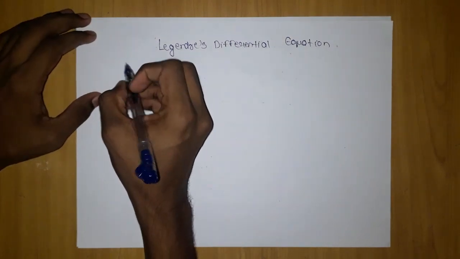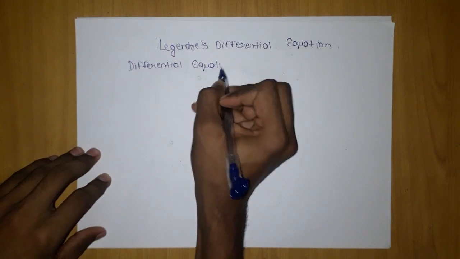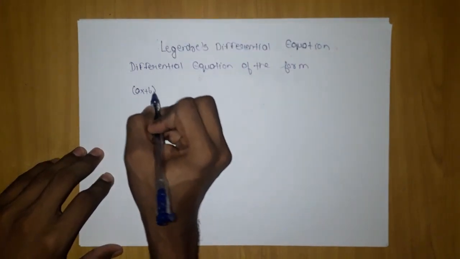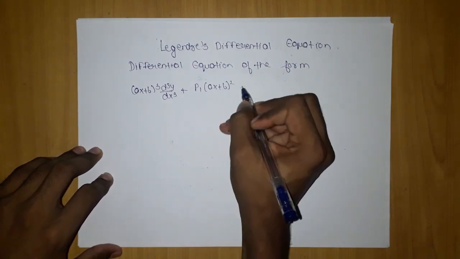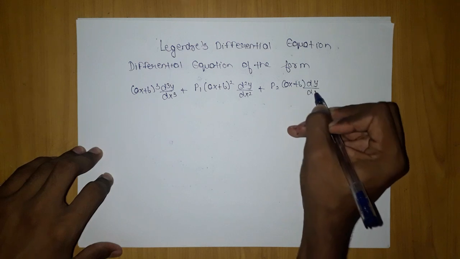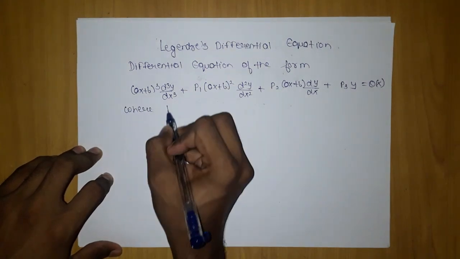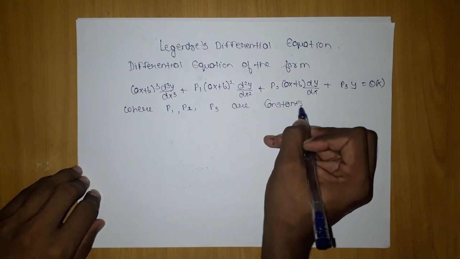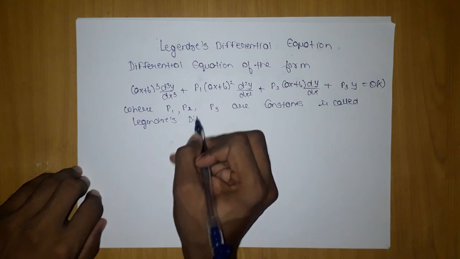Whenever you see a differential equation of the form (ax+b)^3 d^3y/dx^3 + p1 (ax+b)^2 d^2y/dx^2 + p2 (ax+b) dy/dx + p3 y = Q(x), where p1, p2, p3 are constants, it is called Legendre's differential equation. Keep this in mind.